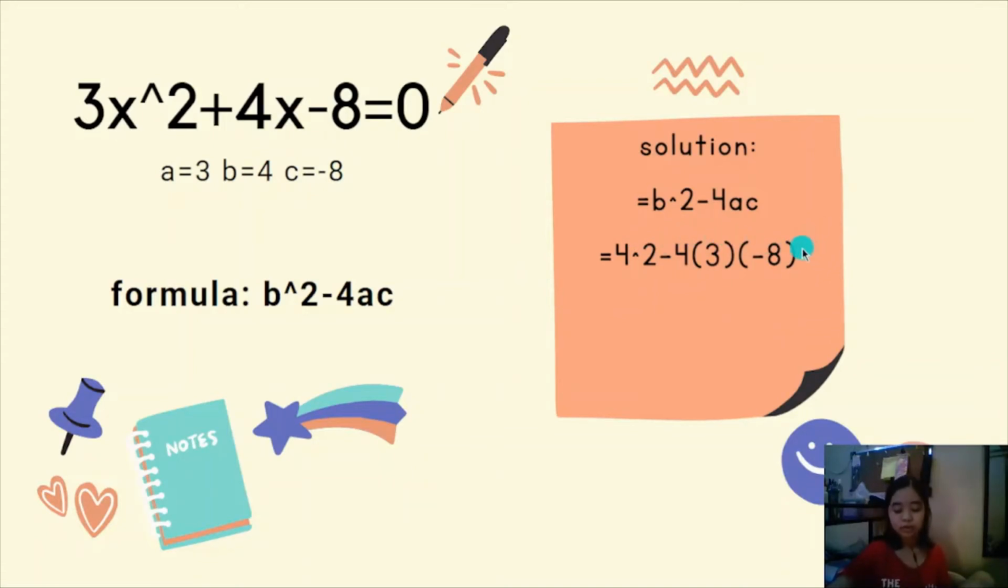Let's simplify. We must be careful with the negative signs, because negative times negative is positive, so one wrong move would cause the whole thing to be wrong. Let's keep that in mind. Now let's simplify. Negative 8 times 3 is equal to negative 24. Negative 24 times negative 4 is equal to positive 96. 4 times 4 is equal to 16. We then add this 16 to 96. 16 plus 96 equals 112.